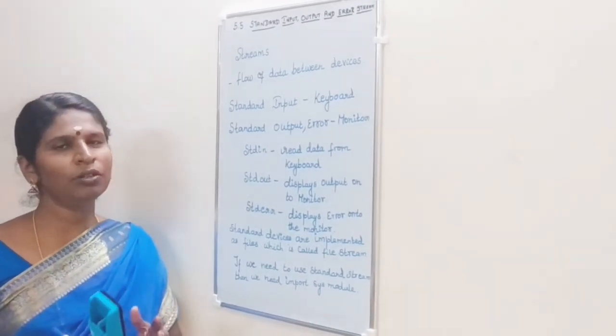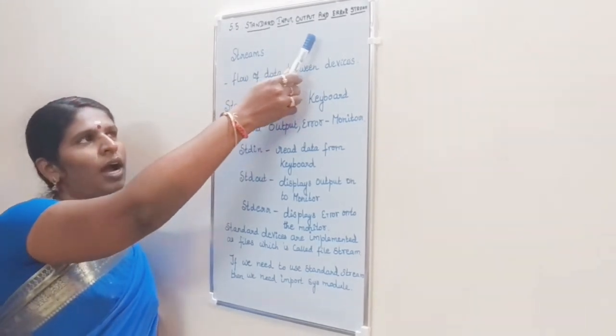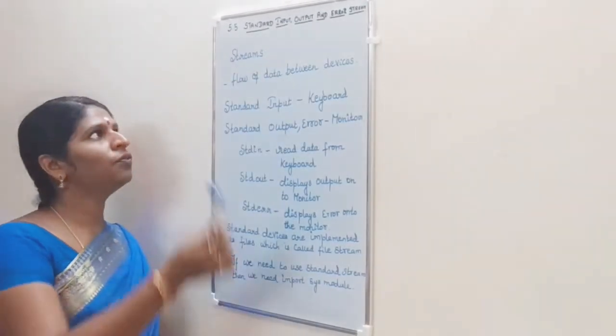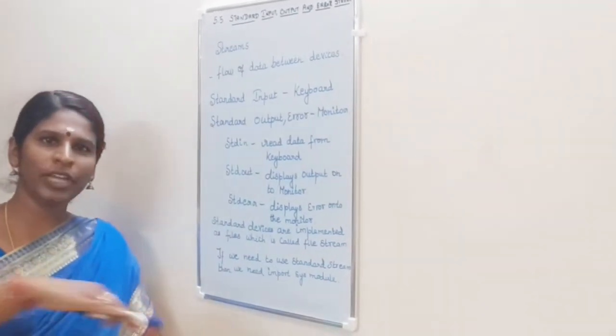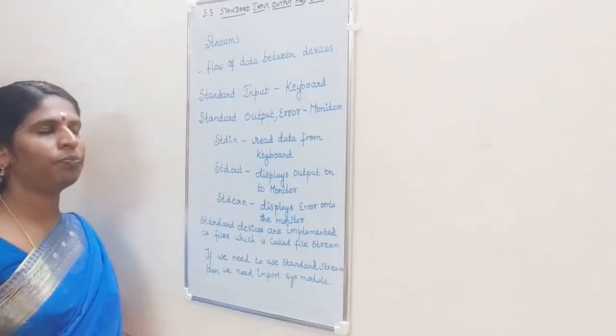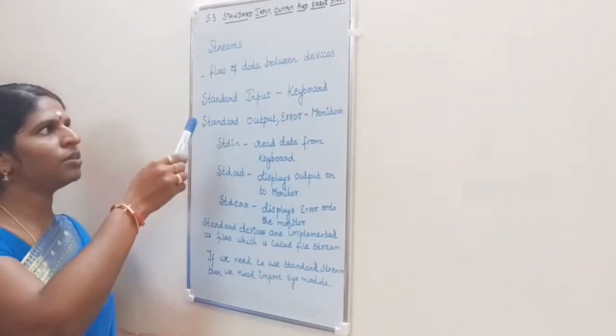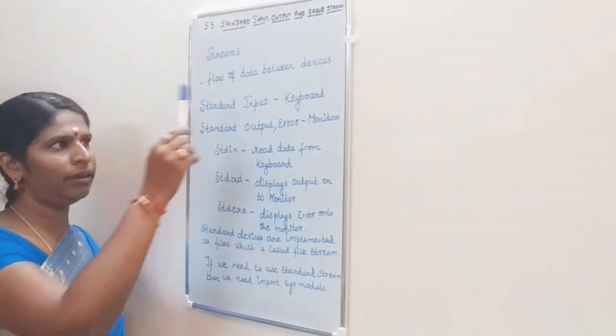Today we are going to discuss standard input, output and error streams. First we should know what is meant by streams. Flow of data between the devices is called streams. Inside these streams, we have standard input, standard output and standard error.